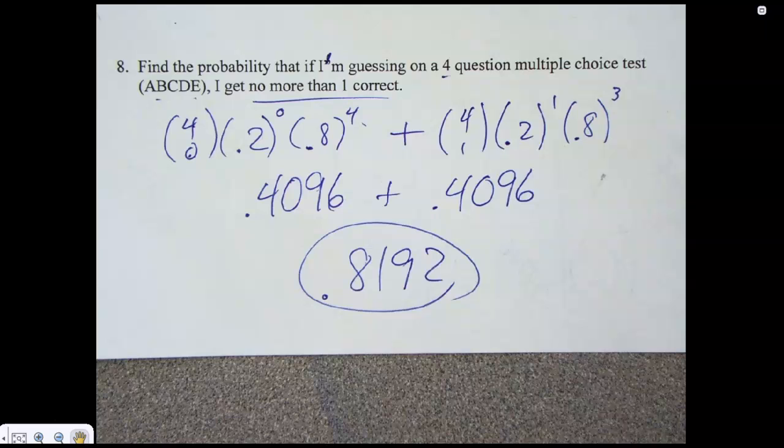Sullivan has for at least 5 correct, right? So you gotta do 5 and 6. Add them together.